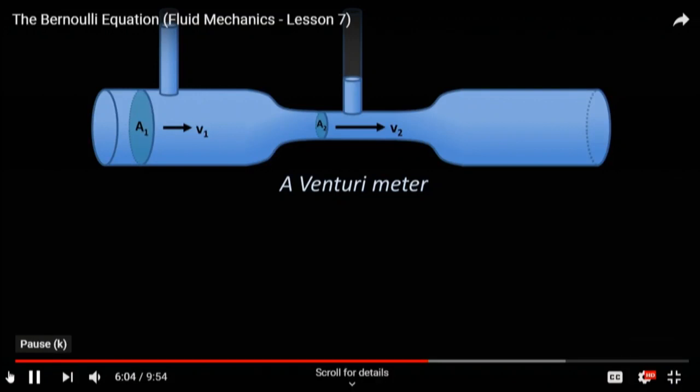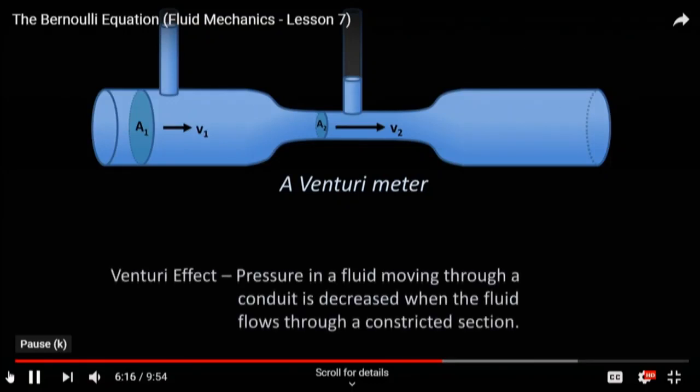This might seem to be a violation of the principle discussed in the lesson on hydrostatics, that fluids always seek their own level, but that only strictly applies to stationary fluids. This is an example of the Venturi effect, in which the pressure in a fluid moving through a conduit is decreased when the fluid flows through a constricted section. The term Venturi effect is also occasionally used more broadly for a variety of related phenomena, particularly in medicine.